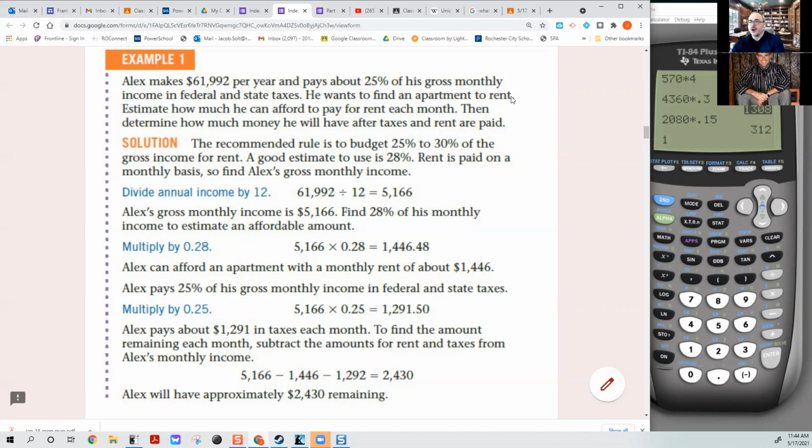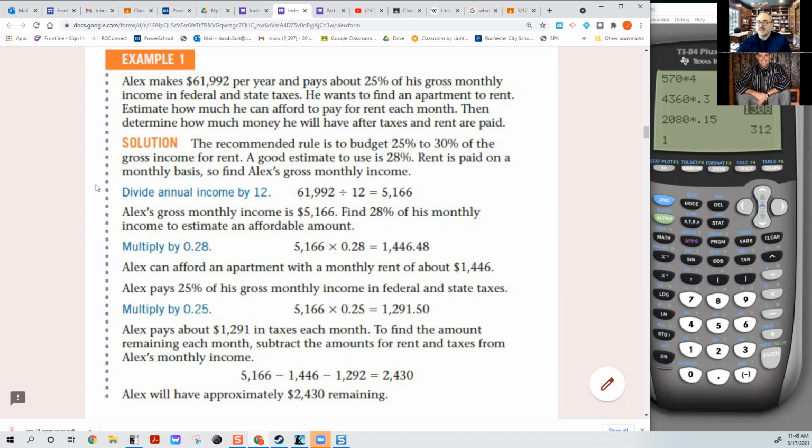Alex wants to find an apartment to rent. Estimate how much Alex can afford to pay for rent each month, and then determine how much money he will have after taxes and rent are paid. Well, the recommended rule to budget is between 25 and 30% of the gross income to rent. A good estimate you could use is 28%. I guess we'll use 28% for some of these, or 30, I suppose.